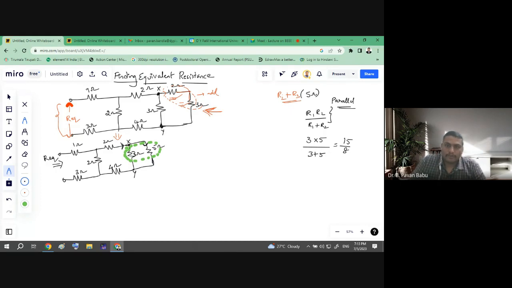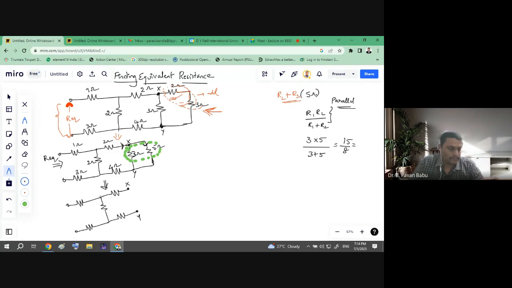Okay, so just incorporate this value. First of all, we need to redraw the circuit, how it is going to convert again. So this circuit again can be drawn as, okay, so this is point X, already we have quoted there. So this is Y. So if these two resistors are connected in parallel, so this is the resultant.